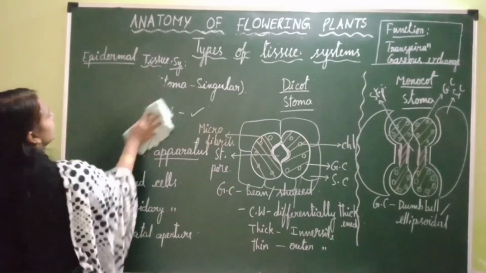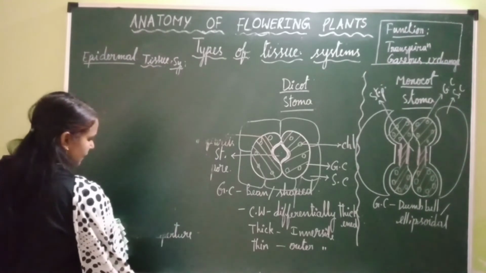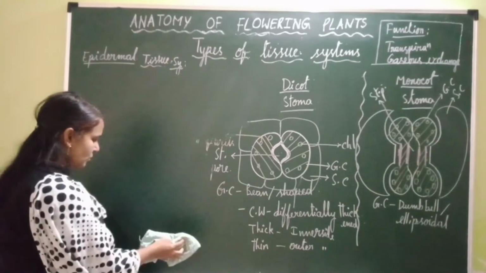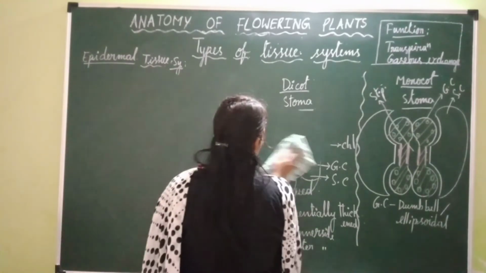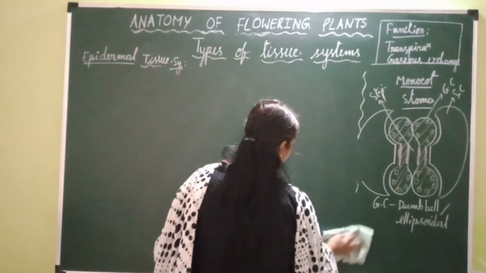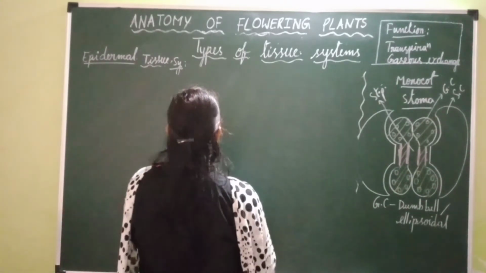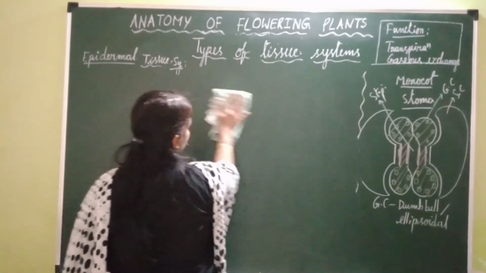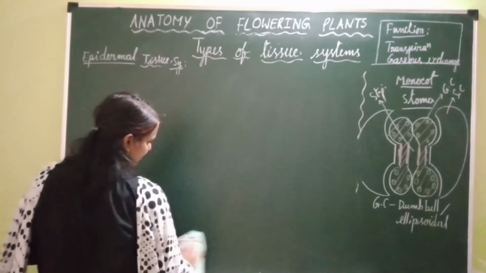Now let's start with epidermal appendages. So epidermal appendages are appendages or outgrowths or extra growths which come out of the epidermis, out of the epidermal tissue. These epidermal appendages are of two types: root hairs and stem hairs. Now let's make the comparative study between root hairs and stem hairs.